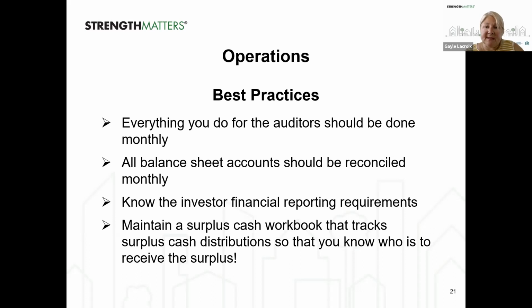So best practices: everything you do for the auditors should be done monthly. I might also say quarterly, depending on what it is, but routinely, I guess is the word that we should use here, because you don't want to find a surprise when you're going to do the audit prep at the end of the year, right? Because if you're finding a surprise, it means that you've not been reporting consistently throughout the year, which can be problematic. If you have large entries at the end of the year, it really speaks to the accuracy of the interim financials that were issued.